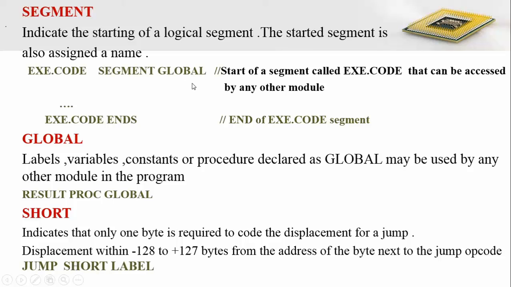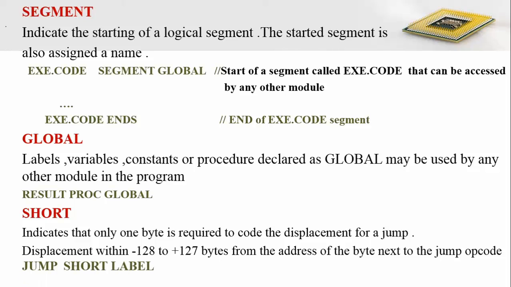If it is global, what is the meaning? Labels, variables, constants or procedures declared as global may be used by any other module in the program. Here it is a segment actually, and the segment is set as global. That means the program segment can be accessed from anywhere in the program.